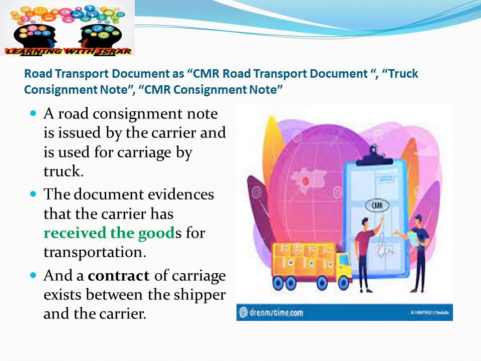Okay, the next one, when we ship through road transport, is called CMR road transport document, truck consignment note or CMR consignment note. A road consignment note is issued by the carrier and it is used for carriage by truck. The document is evidence that the carrier has received the goods for transportation and a contract of carriage exists between the shipper and the carrier. The purpose of the shipping document is the same as I have explained in the bill of lading portion.